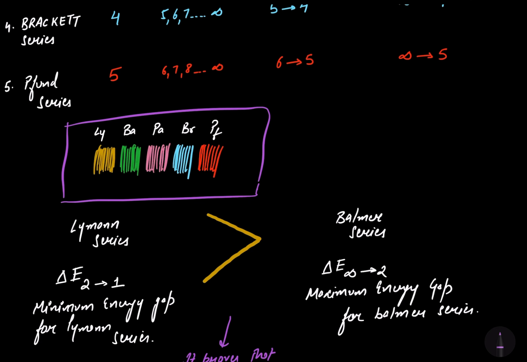Now let's talk about the Balmer and the Paschen. In case of Balmer, the minimum energy gap of Balmer series will be greater than the maximum energy gap of the Paschen series. That's why they will not overlap with each other. Now let's talk about the Paschen and Brackett. The minimum energy gap of the Paschen series is greater than the maximum energy gap of the Brackett series. That's why they will also not overlap with each other. Now in case of Brackett and Pfund, the minimum energy gap of the Brackett series is greater than the maximum energy gap of the Pfund series. So that's why Brackett and Pfund will also not overlap with each other.